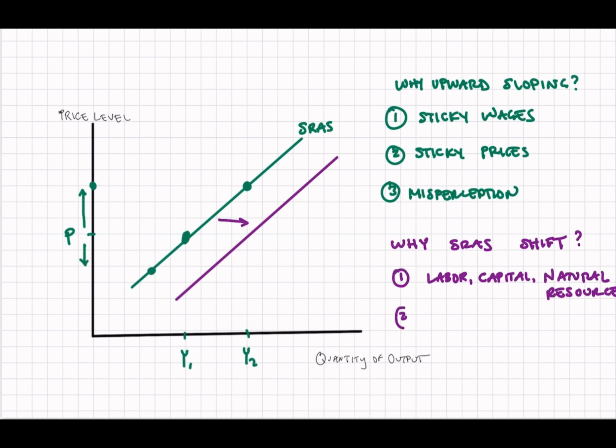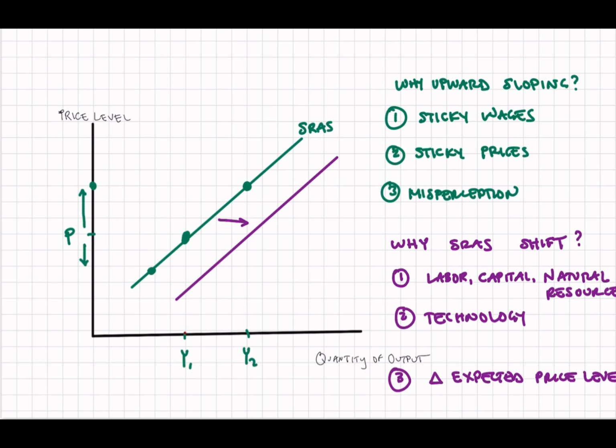Second, just like long run aggregate supply, technology can also play a factor in shifting the short run aggregate supply. Now, the last thing that can also shift are changes in the expected price level. So if people change their perception and behave accordingly, this would also cause a shift in the short-run aggregate supply.